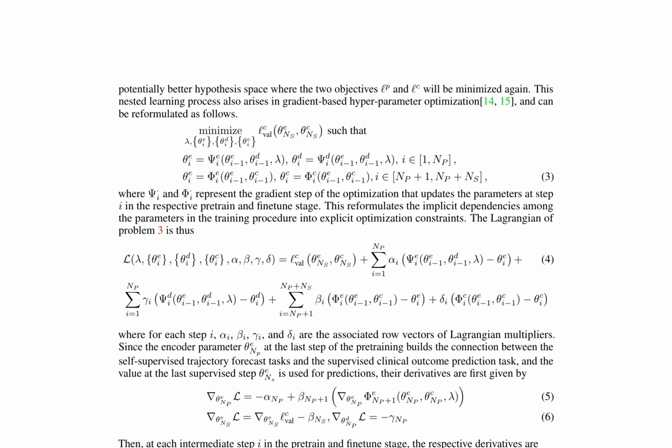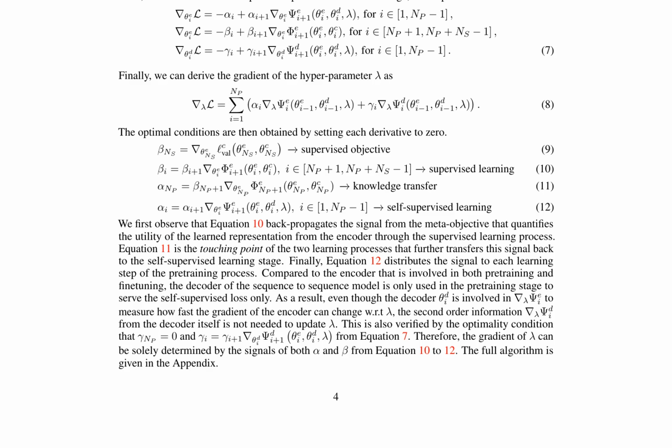The paper also derives the Lagrangian of the optimization problem, which involves explicit optimization constraints. The derivatives of the Lagrangian with respect to the encoder and decoder parameters are computed using the chain rule, and the optimal conditions are obtained by setting each derivative to 0. The key insights from the optimization process are that the meta-objective function backpropagates the signal from the supervised learning process to the self-supervised learning stage, and the knowledge transfer from the supervised learning process to the self-supervised learning stage is facilitated through the encoder parameter.